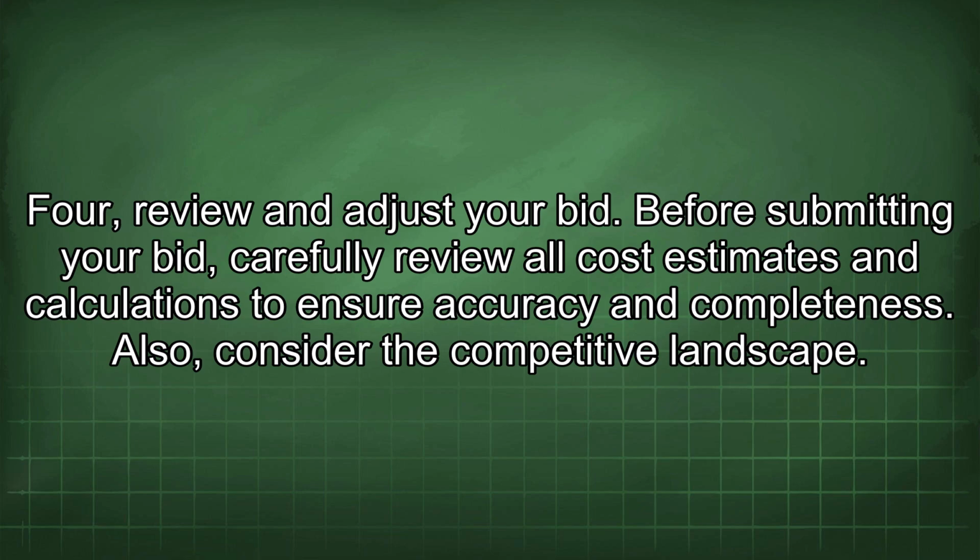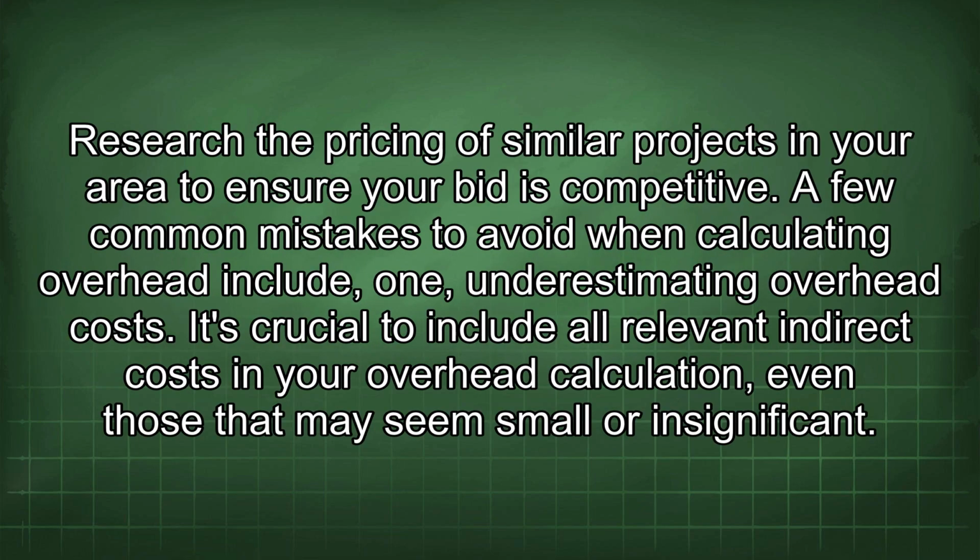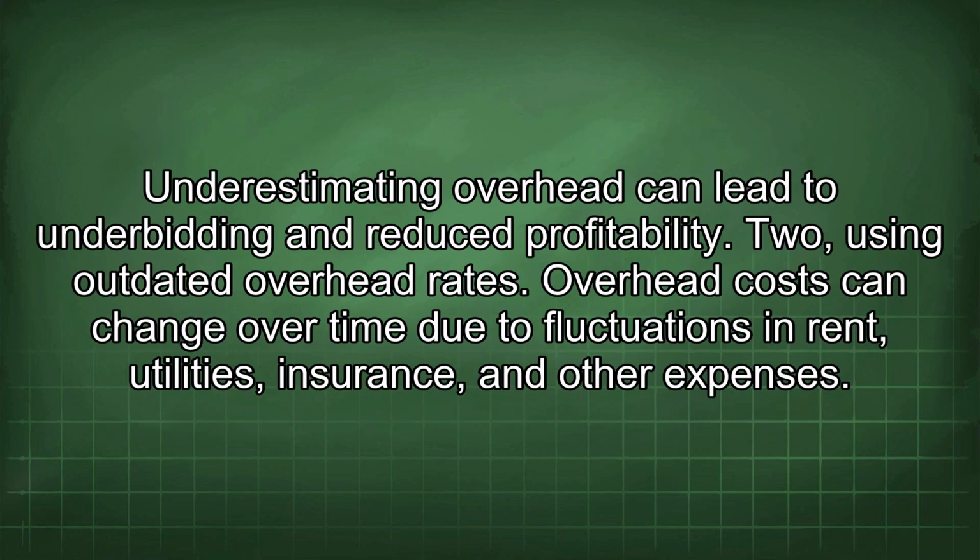Also, consider the competitive landscape. Research the pricing of similar projects in your area to ensure your bid is competitive. A few common mistakes to avoid when calculating overhead include: 1. Underestimating overhead costs. It's crucial to include all relevant indirect costs in your overhead calculation, even those that may seem small or insignificant. Underestimating overhead can lead to underbidding and reduced profitability.